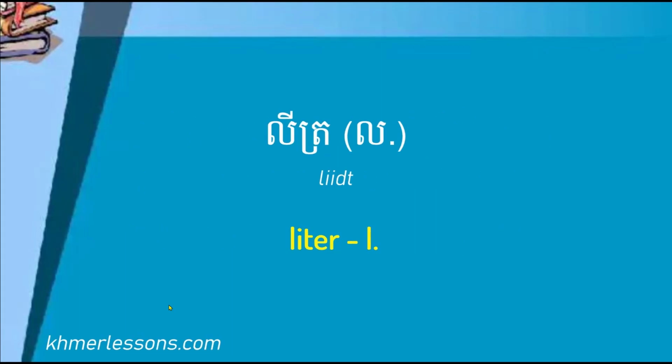Liter. Ba, liter. In Khmer, you say lit. Lit. Ba, we don't say ter like in English, but just say lit. And short word, shortcut word, we say le. Eh? Le. Ba.